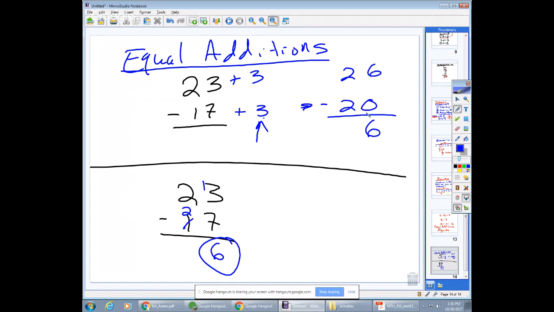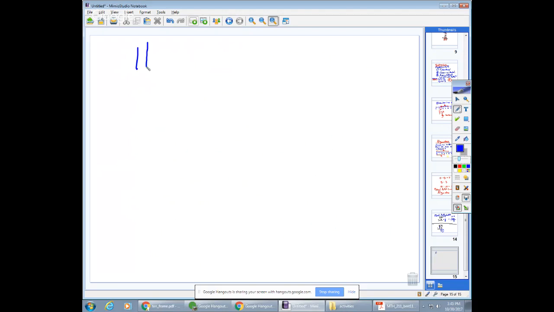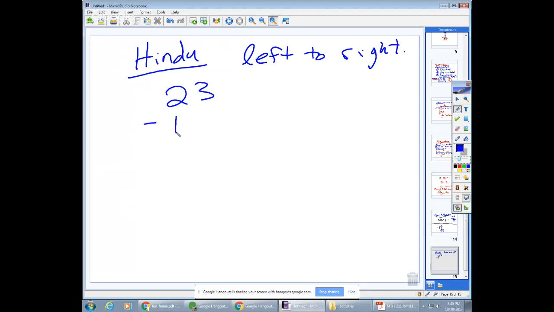All right, other algorithms. I did this one last time. Hindu: instead of how we start in the 1s and work over, so we go from right to left, they go from left to right. And we can do that here with the 23 minus 17.